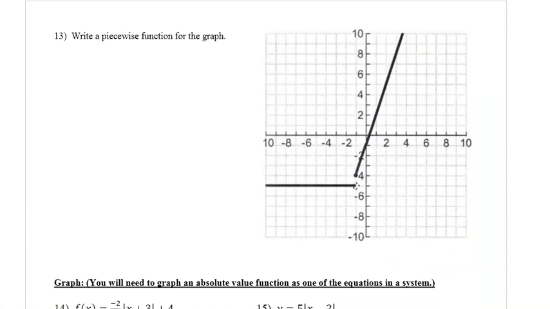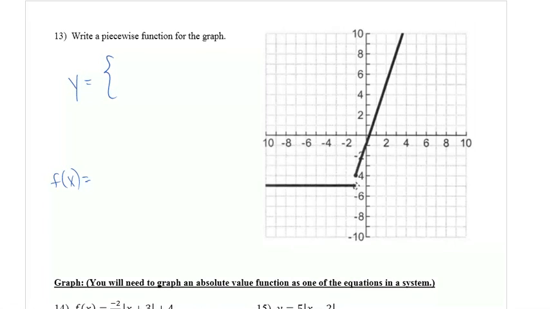13, write a piecewise function for the graph. Okay, it's going to start with y equals, or really you could technically do f of x equals, if you want to. It does not matter. And we have two pieces of our graph. So I'm going to draw the braces. So first we need to identify what the line is and then what the condition is.